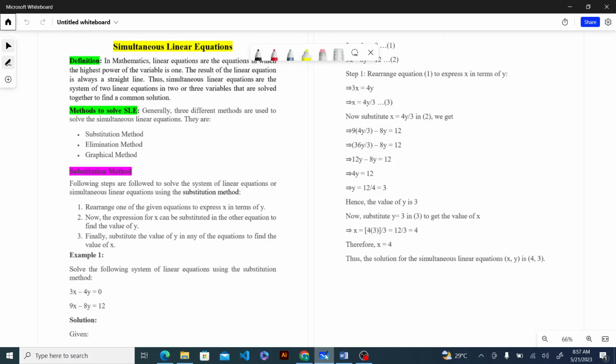Today's topic is simultaneous linear equations. It is my most favorite topic because it is really very interesting. So let's start it. First we will see the definition.